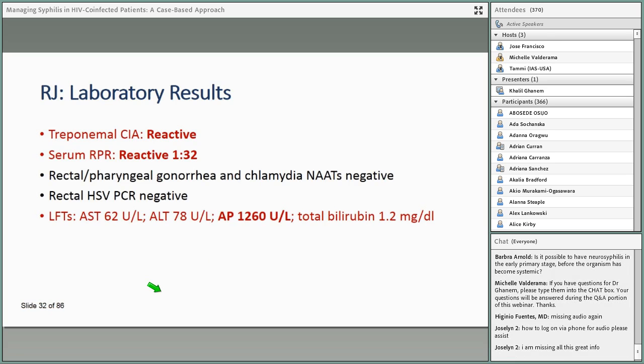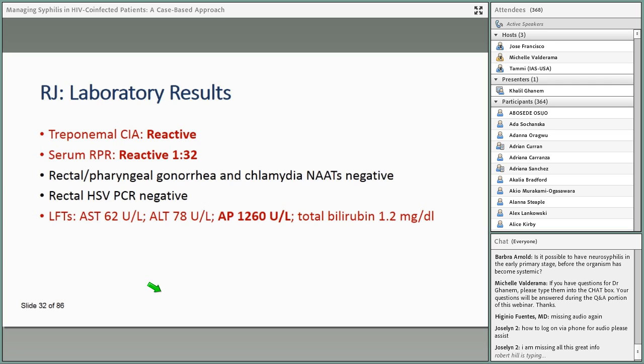He's had 3 sex partners in the last 3 months, all HIV positive, and he's had inconsistent condom use with those partners. On physical exam, he has a diffuse rash and a penile ulcer, and I'm going to show you that on the next slide. He has exquisite tenderness on digital rectal examination, and he has no lesions noted around the anus or any other mucosal sites.